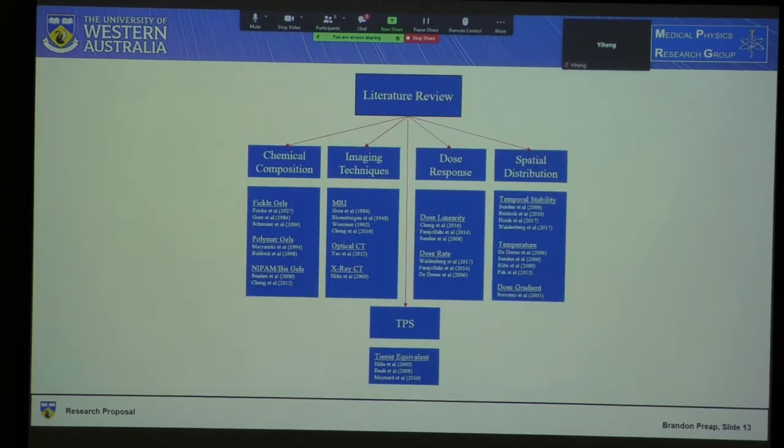So here's my literature review of most of the people who contributed on the chemical composition, imaging techniques, dose response, spatial distribution, and the treatment planning system.